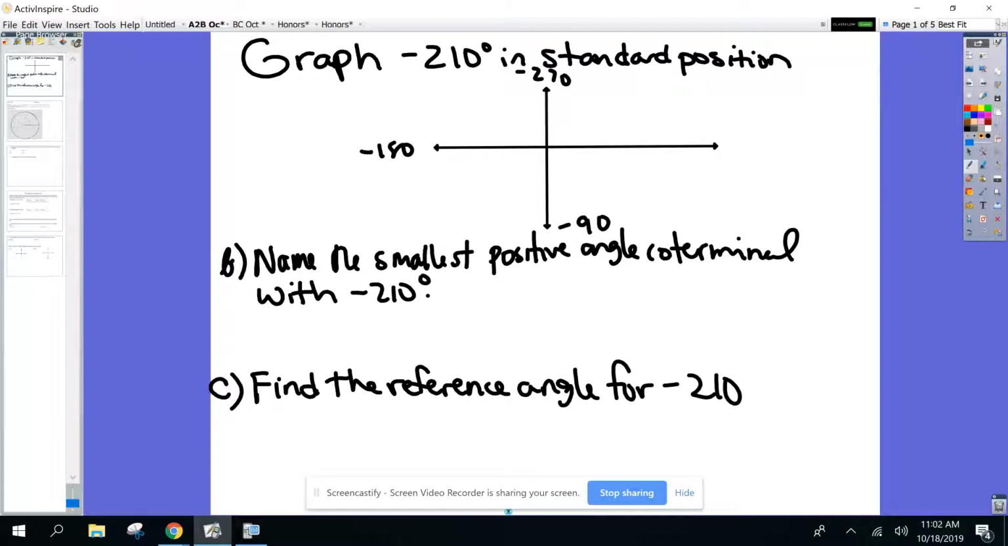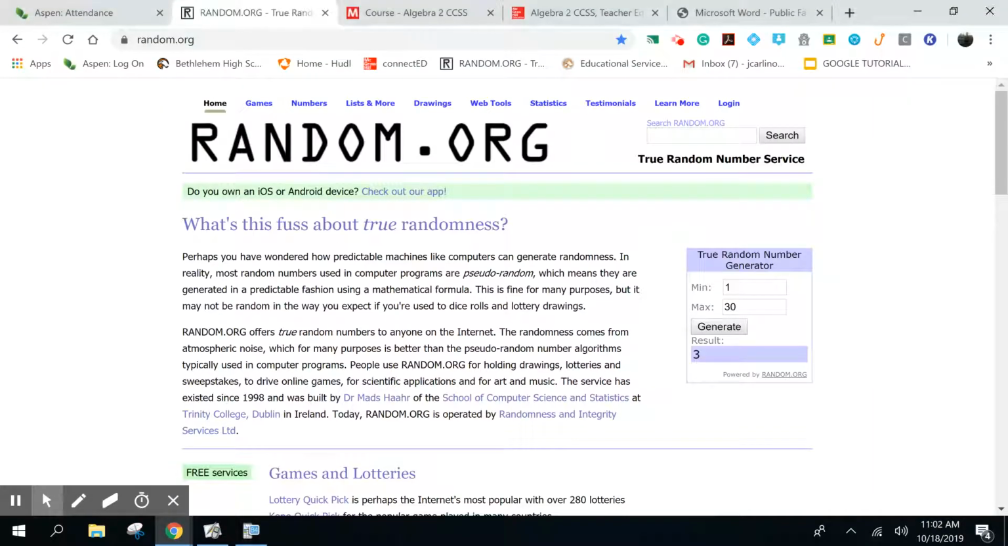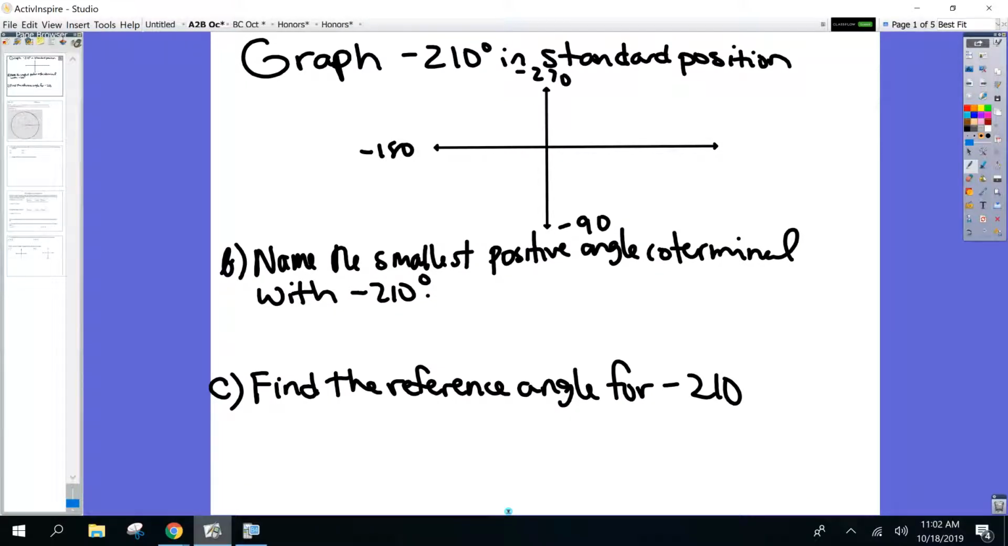Since it's got to be in standard position, where does one side of the angle always have to be? You guys that were here yesterday, one side of the angle always has to be... We graphed a ton of these yesterday. One side of the angle always has to be where for standard position? The x-axis.